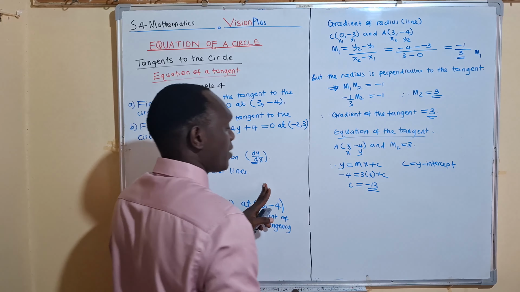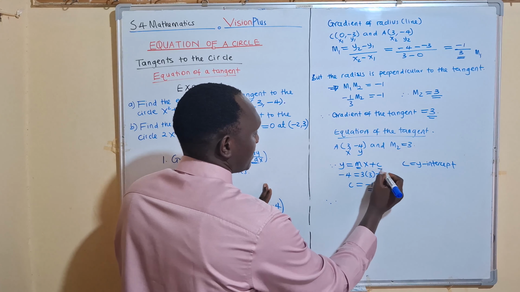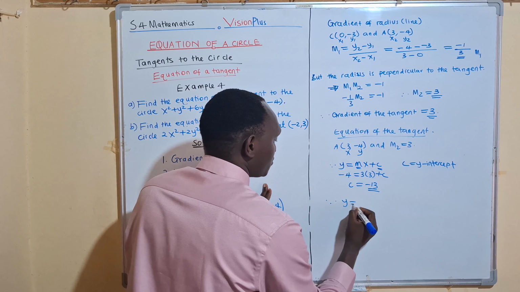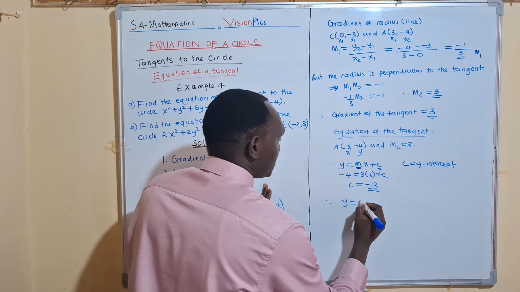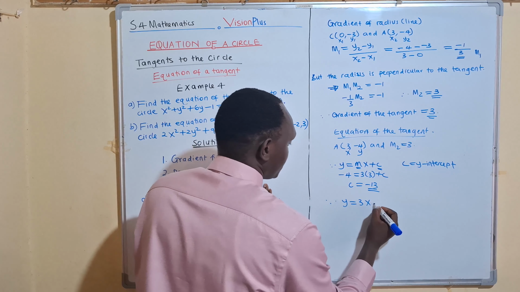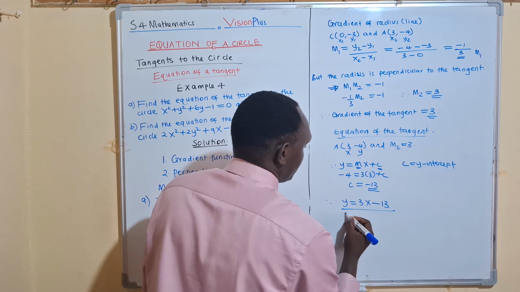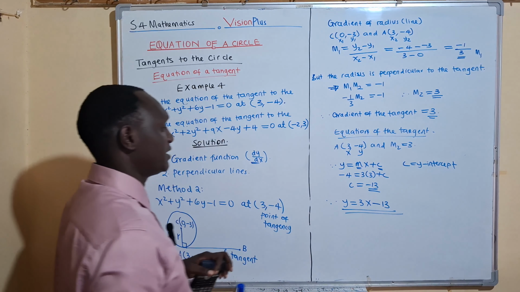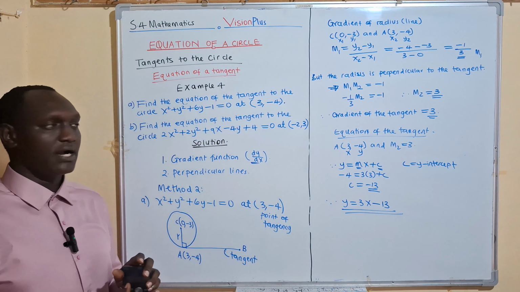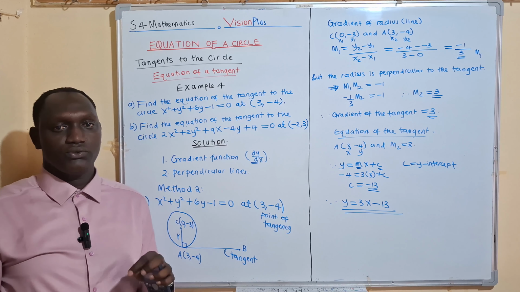That is the y-intercept. Therefore, you come back and substitute for only m and c. So that we have y equals mx plus c. m is 3, x plus c. But c is negative. So minus 13. So this is now the equation of the tangent to the circle at the point of tangency (3, -4) using method 2.